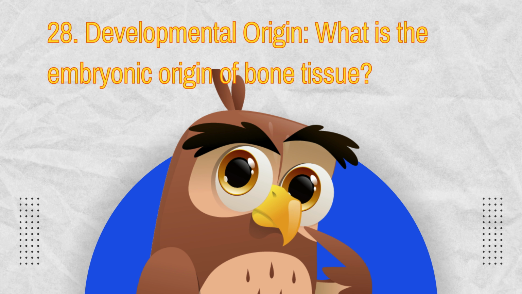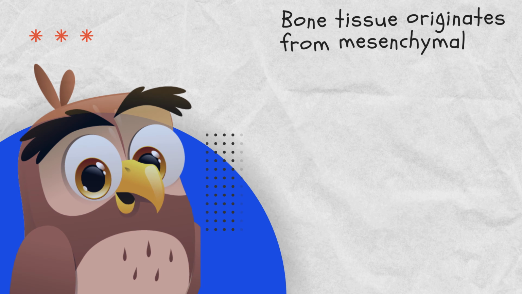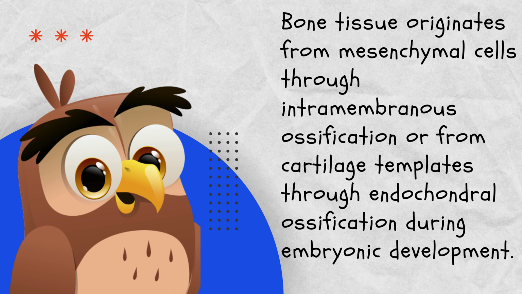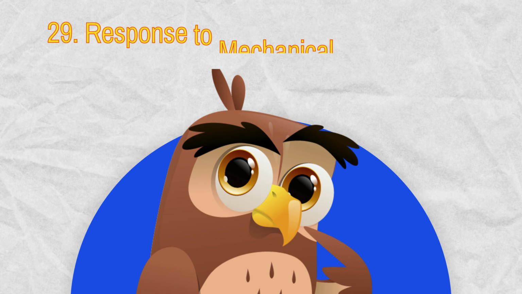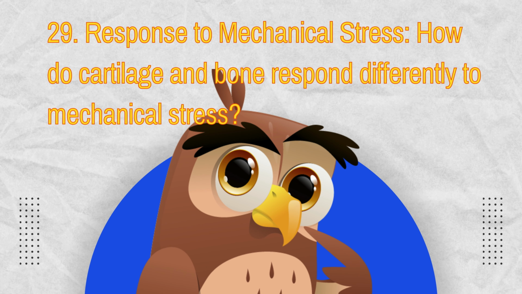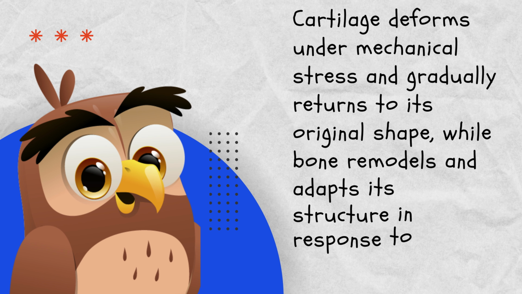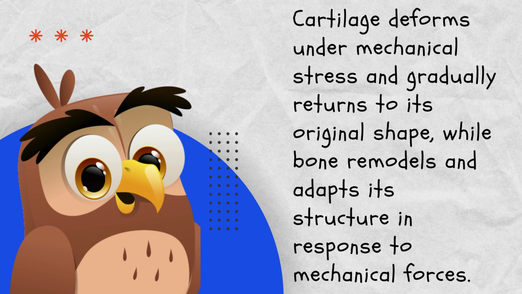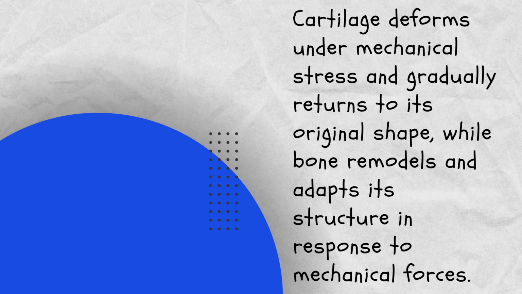28. Developmental origin. What is the embryonic origin of bone tissue? Bone tissue originates from mesenchymal cells through intramembranous ossification or from cartilage templates through endochondral ossification during embryonic development. 29. Response to mechanical stress. How do cartilage and bone respond differently to mechanical stress? Cartilage deforms under mechanical stress and gradually returns to its original shape, while bone remodels and adapts its structure in response to mechanical forces.